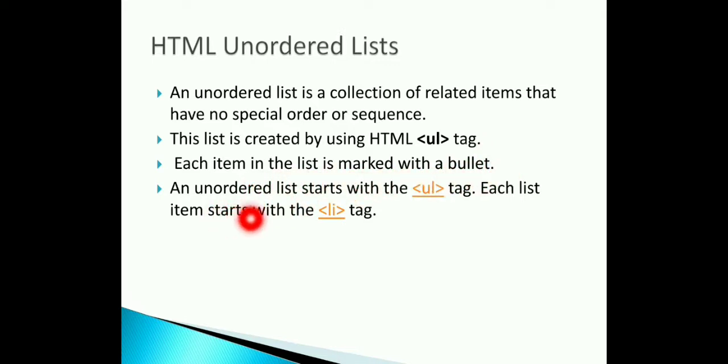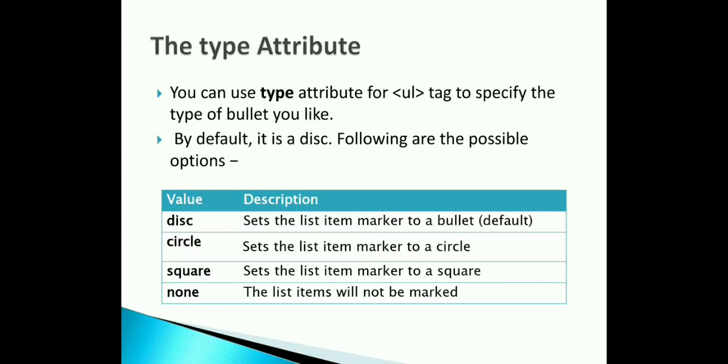An unordered list starts with the UL tag. Each list item starts with the LI tag. LI stands for list item. The type attribute: you can use type attribute for UL tag to specify the type of bullet you like. By default, it is a disk. Following are the possible options.